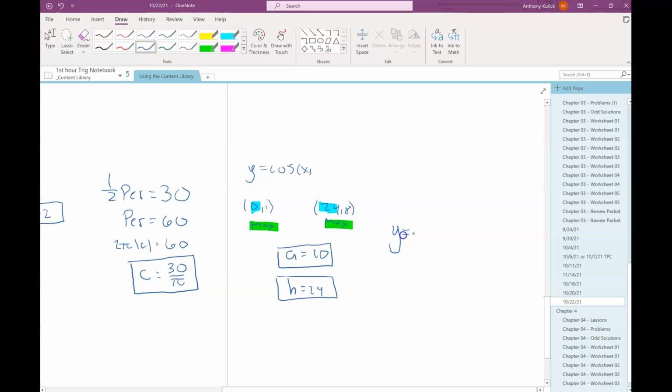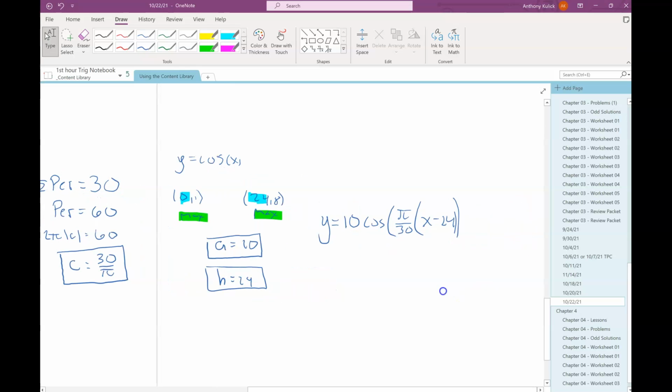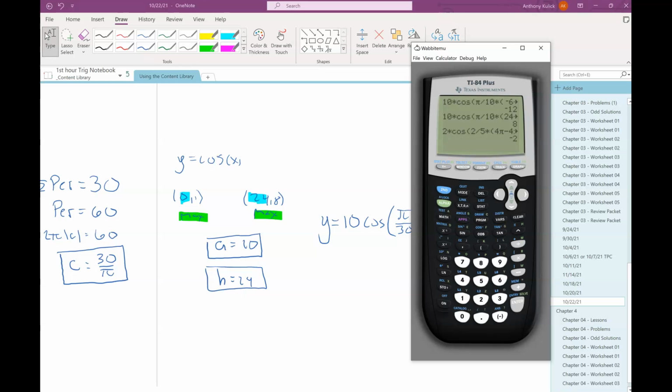So we have y equals 10 cosine of 1 over c, so I'll just write that as the reciprocal, pi over 30, and then x minus 24, minus 2. And you guys know we can check these problems with our calculator, right? This is perfectly reasonable to do.